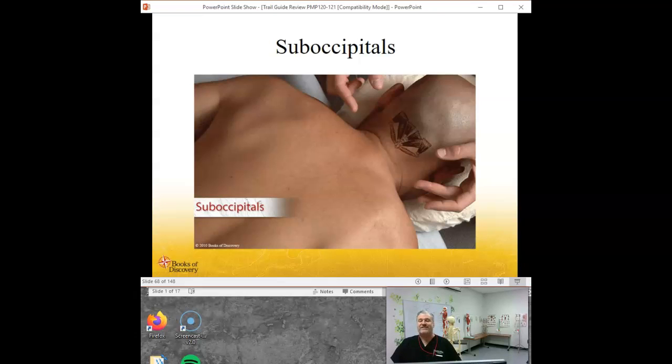Okay. So the suboccipitals attach to the occiput, this bone back here in your head, and tie it down to the vertebrae. How many vertebrae do they connect to?